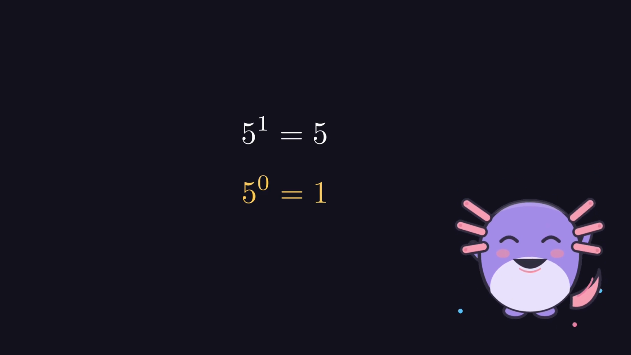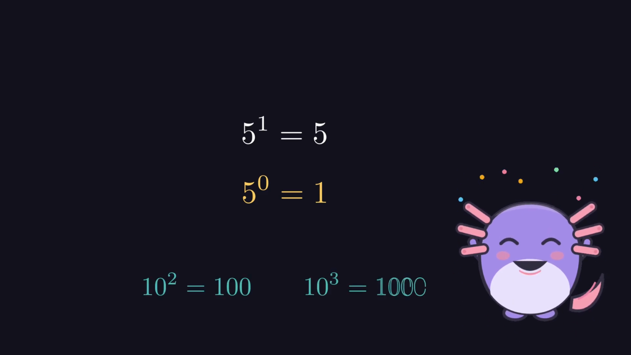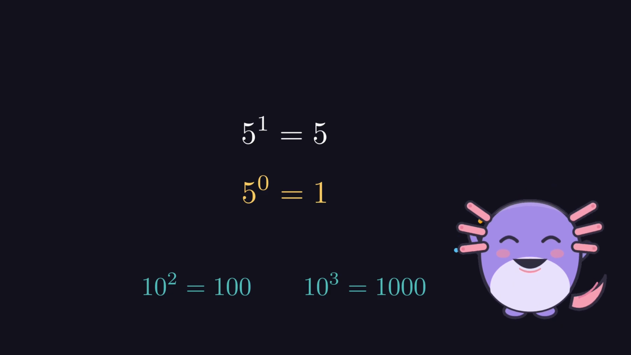Powers of 10 are the friendliest of all. 10 squared is 100. 10 cubed is 1,000. The exponent simply counts the zeros, which is exactly how scientists write enormous numbers without fainting.